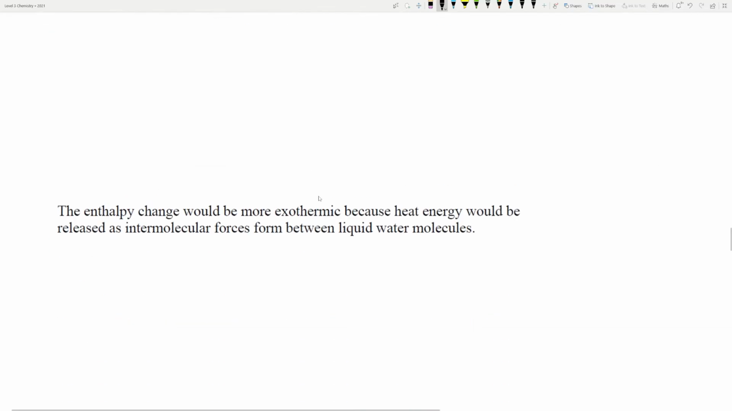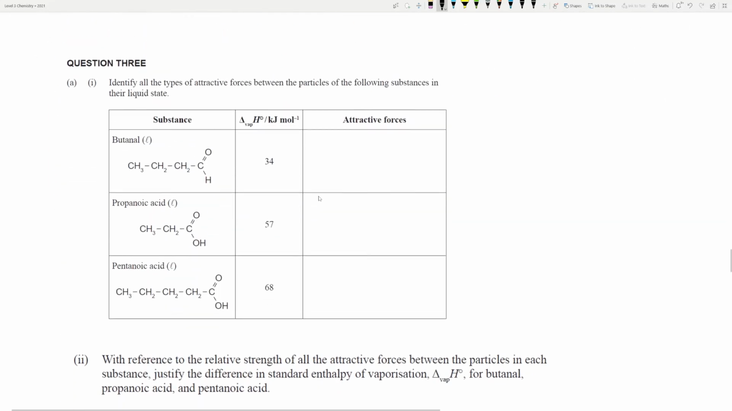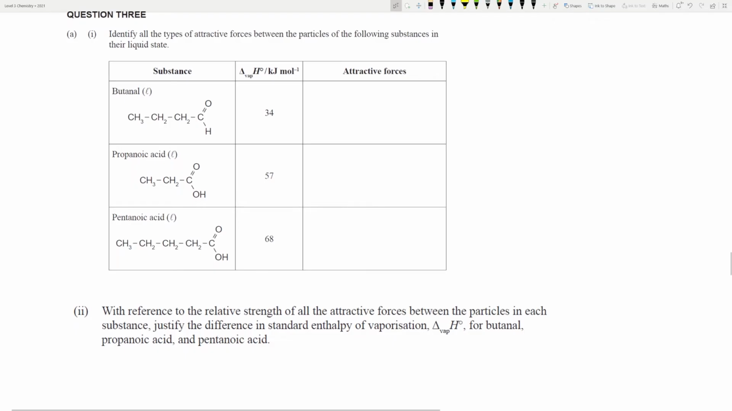So the enthalpy will be more exothermic because the heat energy will be released, because there's more intermolecular force. All right, that's a very short answer. Anyhow, next one, question 3. How are we going with time? Actually doing pretty well.